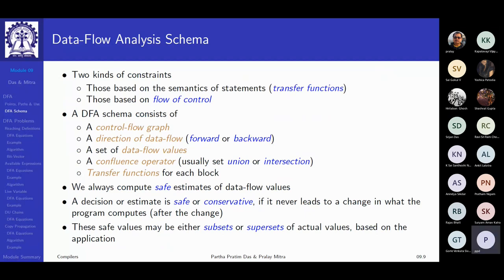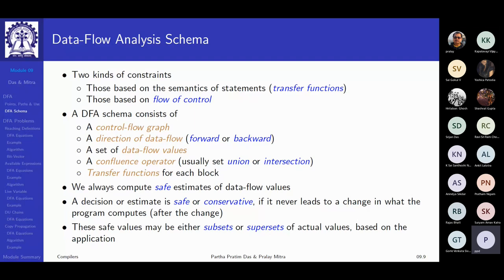And in this, there are two kinds of constraints that happen. One set of constraints are based on the semantics of the statements. There are statements of varied kinds. There is assignment, there is copy, conditional statement, unconditional go-tos, and so on. So every statement has a different semantics, and those will work as constraints on the particular data flow problem that we are trying to focus on. So these are typically called transfer functions because they transform every statement, semantically will transform the data flow quantity in the way the statement works.